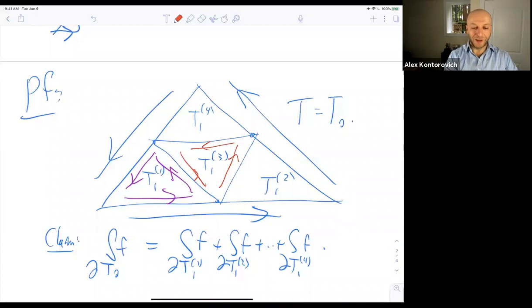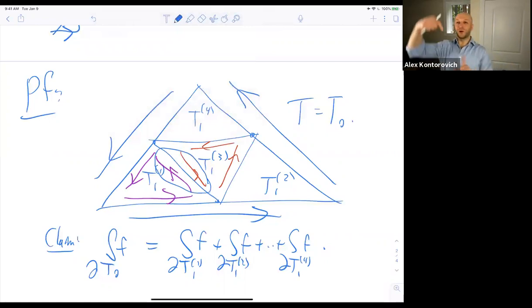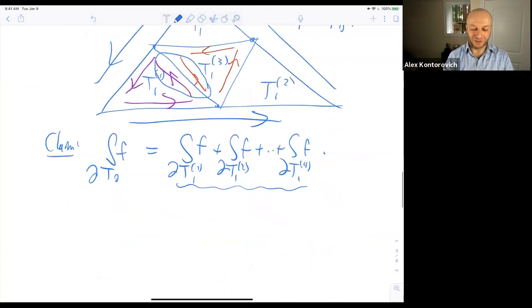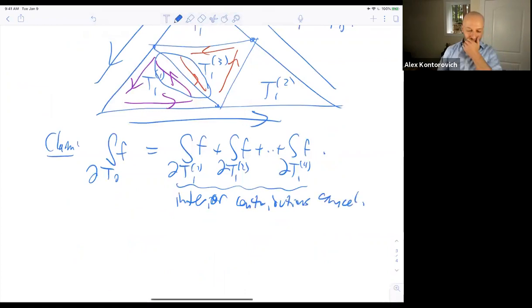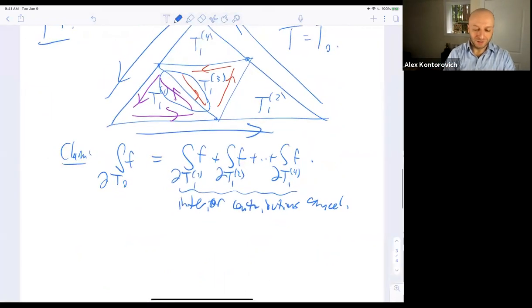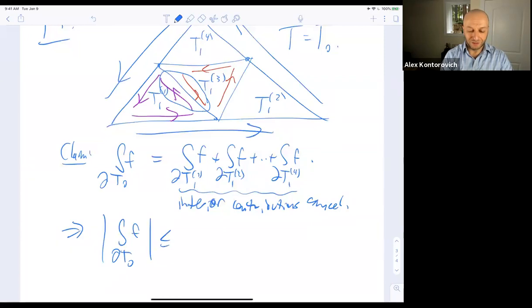All of the interior boundaries are being traversed forwards and backwards. And so the various interior contributions cancel. So interior contributions cancel. Okay. Then we can certainly say that the integral over the original triangle is no more than the sum of all of these.